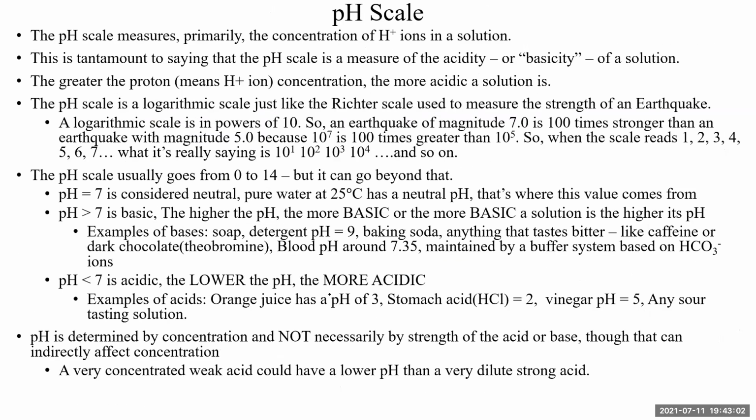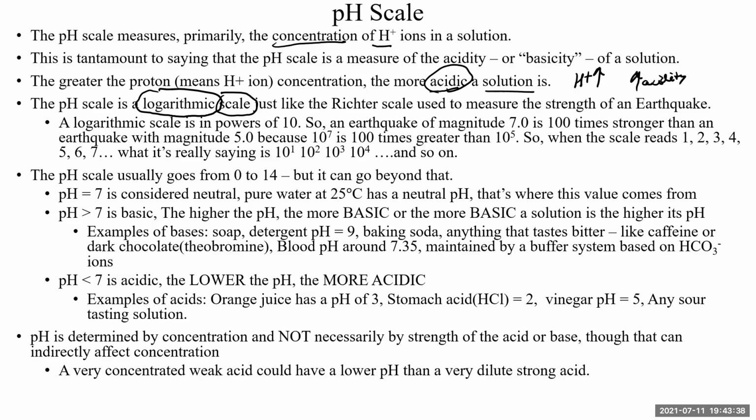Okay, so the pH scale. The pH scale measures primarily the concentration of hydrogen ions in a solution. The greater the proton concentration, the more acidic a solution is. The more hydrogen ions you have, the more acidic. Hydrogen ion concentration goes up, acidity goes up. Hydrogen ion concentration goes down, acidity goes down, or basicity goes up. Basicity, basic, is the opposite of acidic. The pH scale is a logarithmic scale.